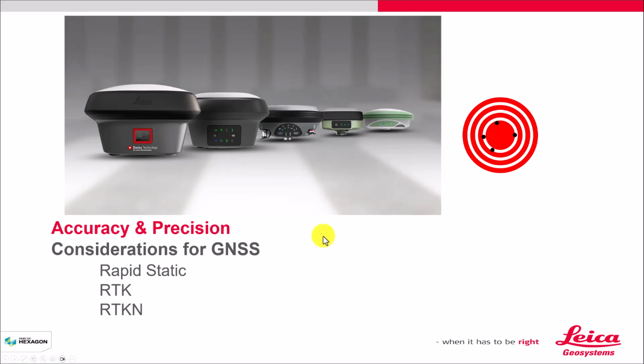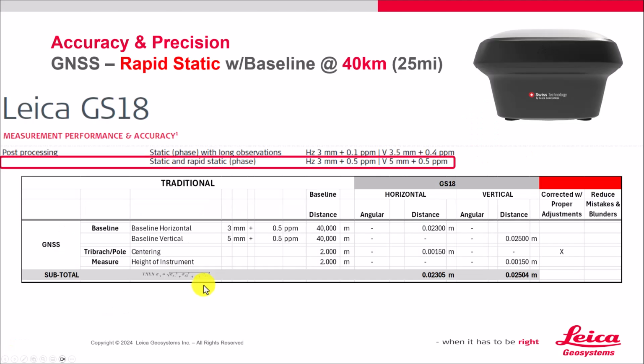Now let's move on to considerations for GNSS equipment: rapid static, real-time kinematic, traditional base and rover, and then real-time kinematic networks. We're going to look at the Leica GS18 with a baseline length of 40 kilometers, or about 25 miles. Now we're going to look at static and rapid static first. So static is 3 millimeters plus 0.5 parts per million, and rapid static is 5 millimeters with 0.5 parts per million.